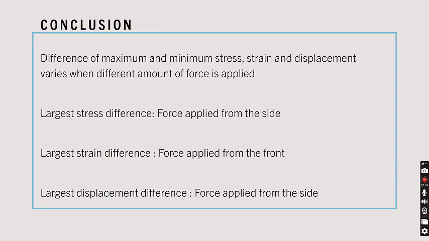This is the conclusion that I made after the SolidWorks simulation. I have realized that the difference of maximum and minimum stress, strain, and displacement varies when different amounts of force, which is the 1 Newton, 5 Newton, and 10 Newton, is applied. The largest strain difference is when the force is applied from the front, and the largest stress difference and the largest displacement difference is when the force is applied from the side. This is because of the large surface area of the side of the heatsink.